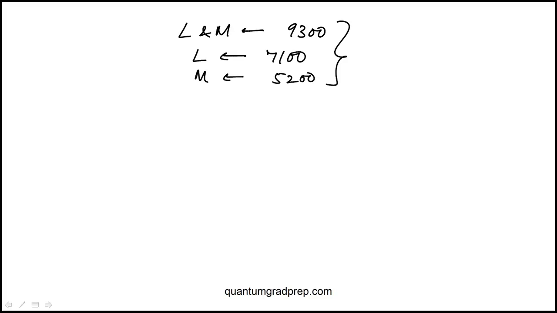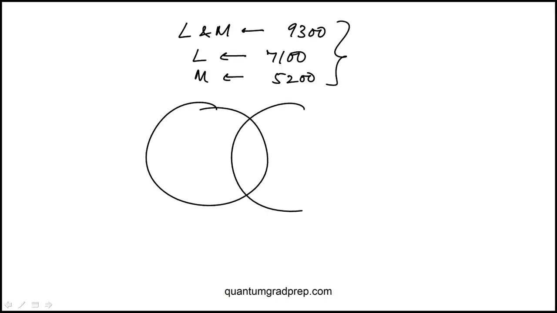So here we're given that the total number of recording titles distributed by L and M is 9,300. And they tell us that the recording titles distributed by L is 7,100, that by M is 5,200. So we know right away there has to be some overlap, meaning some titles were distributed by both L and M. So this is actually a Venn diagram problem, L, M.